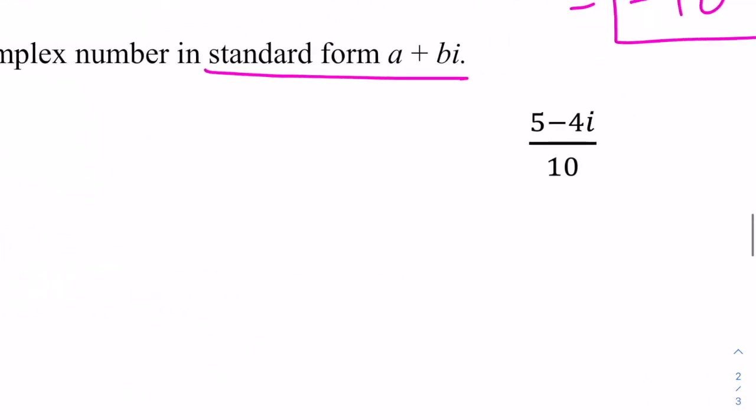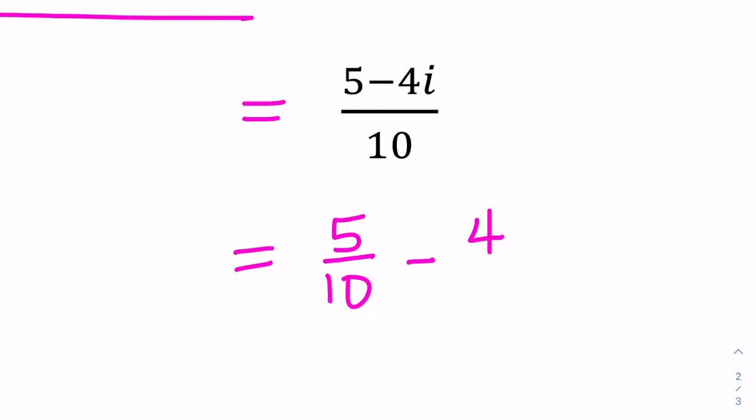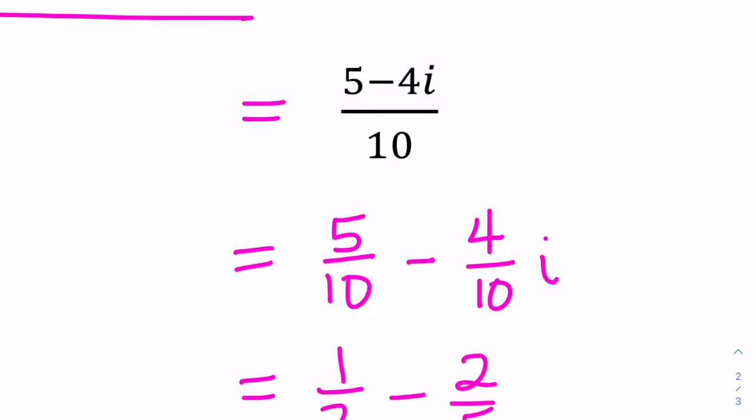Now looking over here, for this one, we need to make sure that we separate this into two different numbers. So we'll divide the 5 by 10 and divide the 4 by 10. We can reduce these fractions, so we get 1/2 minus 2/5 i.